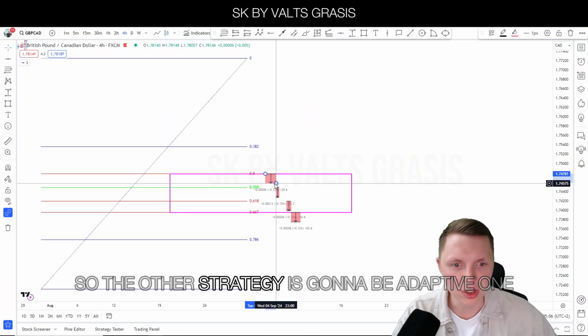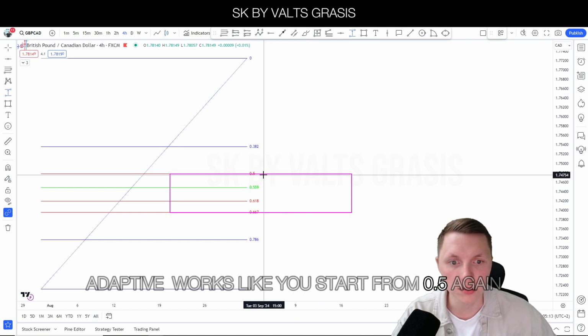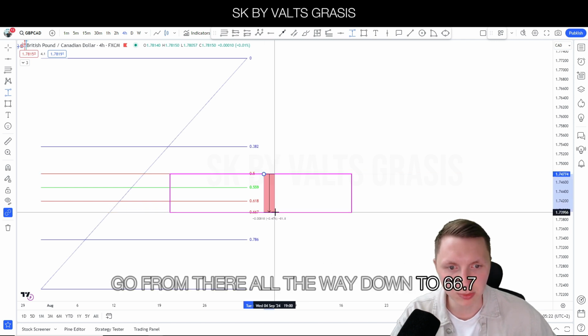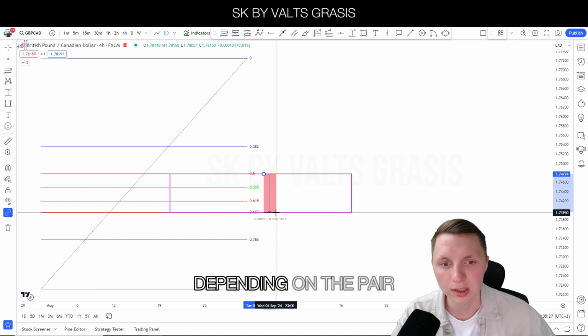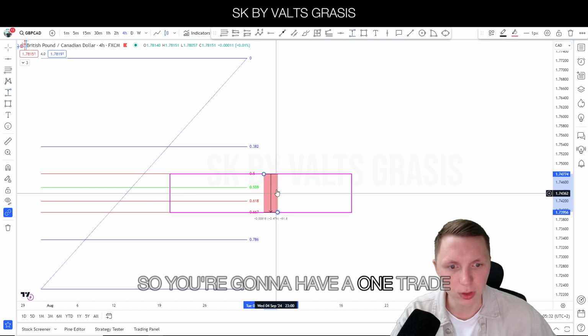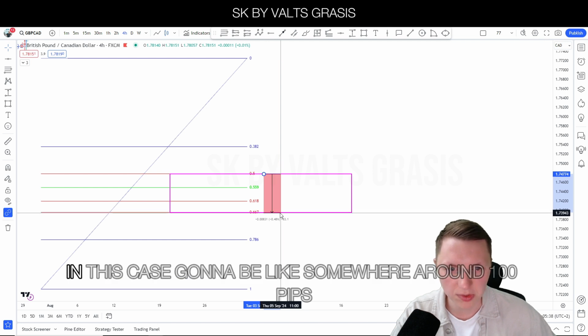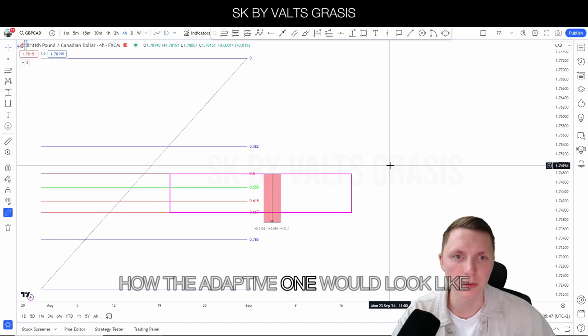So the other strategy is going to be the adaptive one. Adaptive one works like you start from 0.5, again, the same entry. You're always going to be looking at entry at 0.5. You go from there all the way to 66.7, and now you're going to add either 15 or 20 pips, depending on the pair. Let's say in this case, it's going to be 20 pips. So you're going to have a one trade starting from 0.5 all the way to 66.7 plus 20 pips. In this case, it's going to be somewhere around 100 pips. There we go. This is, for example, how the adaptive one would look like.